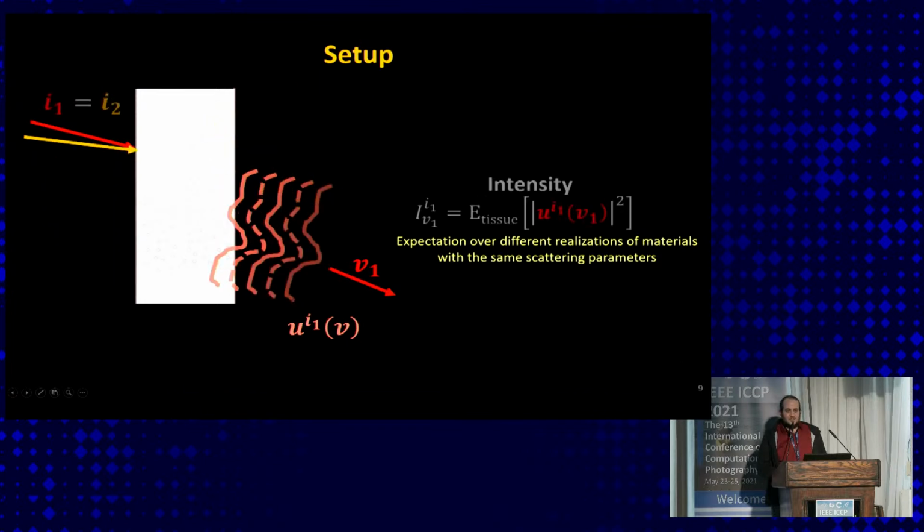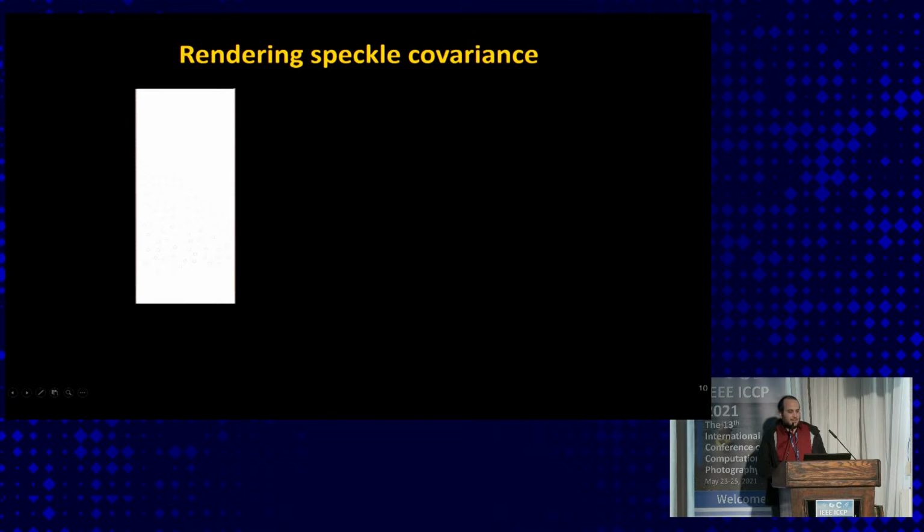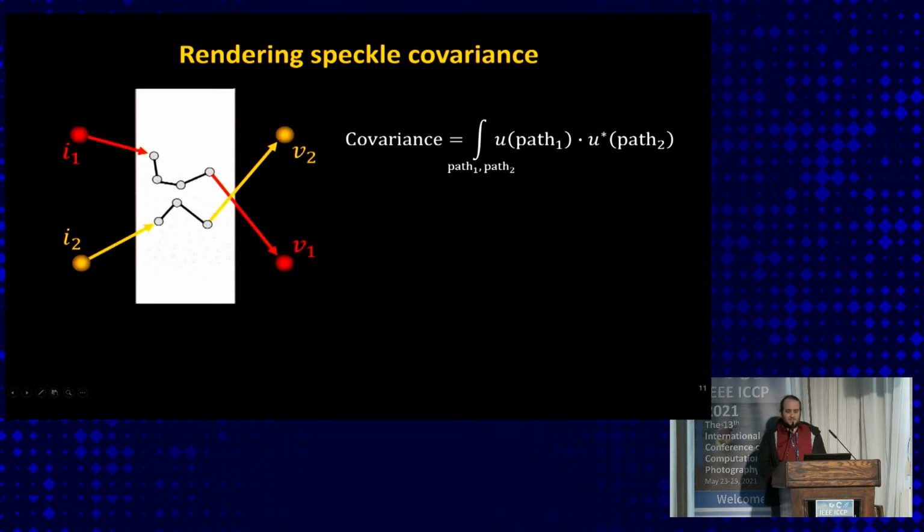If the two illuminators and the viewing directions are the same, the covariance is just the intensity of the field. To understand how we can model this covariance, we can start from classical results from the optics literature, which state that we can express the covariance as an integral over pairs of light paths through the scattering layer. To make this concrete, let's consider two paths. One begins from light 1 and ends at view 1, and another starts from light 2 and ends at view 2. Each path has a complex contribution U, which expresses the amplitude and the phase of the path.